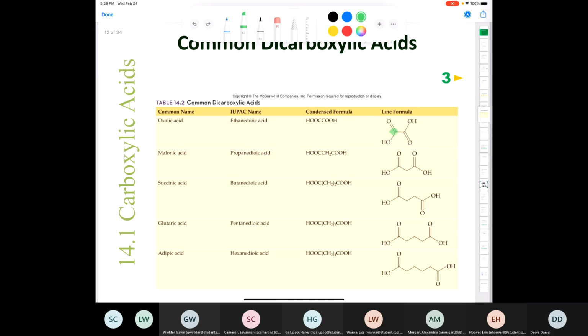Now, the IUPAC names go from when we have 2 carbons to 3 carbons to 4 carbons to 5 carbons to 6 carbons. They go ethane dioic acid, propane dioic acid, butane dioic acid, pentane dioic acid, and hexane dioic acid. You have to know the IUPAC names, but generally speaking, students don't struggle with the IUPAC names a whole lot. But if you look at the common names, I mean, these just come way out of left field. These are all just historical names, okay?